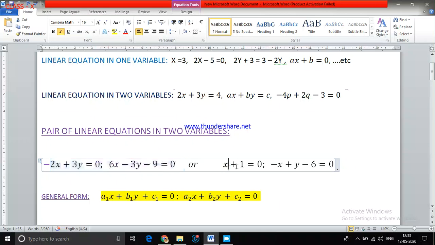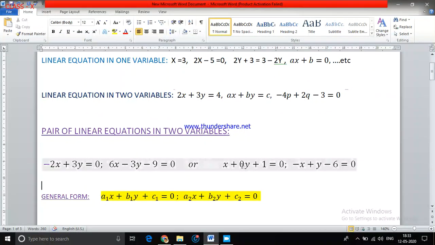If you go to the next example, x plus y equals to 0, that is one equation, and the second equation is minus x plus y minus 6 equals to 0. So can I say it is a pair of linear equations in two variables? If you look at the first equation, I have x plus 1 equals to 0. So in the first equation there is no y variable. Okay, but still I can say so, because after x I can put plus 0 into y. If nothing is there, then I can put it as 0 into y.